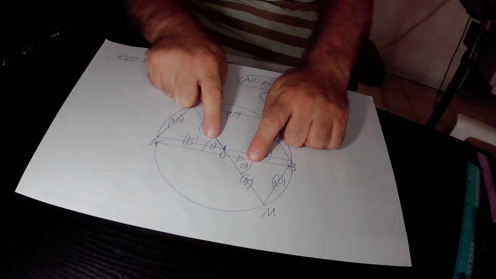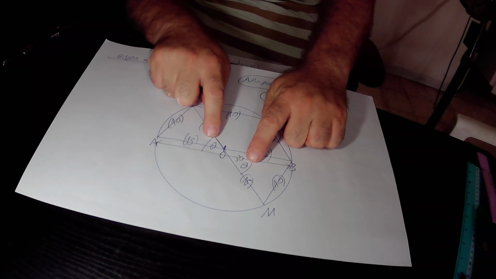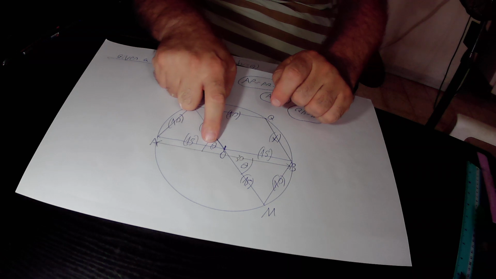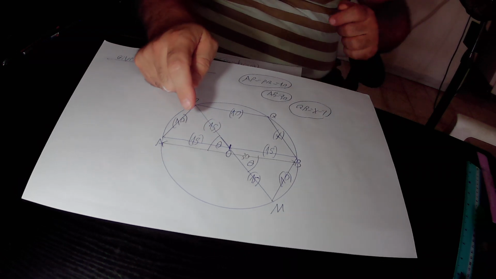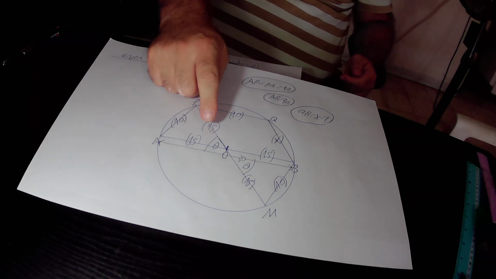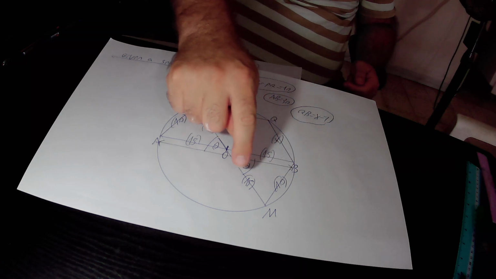Those two angles are vertical angles, and we know that vertical angles are equal to each other. So if this angle is theta, then this angle must also be theta, according to the rule that I mentioned. In the next step, we prove that triangle APO is congruent to triangle MOB.